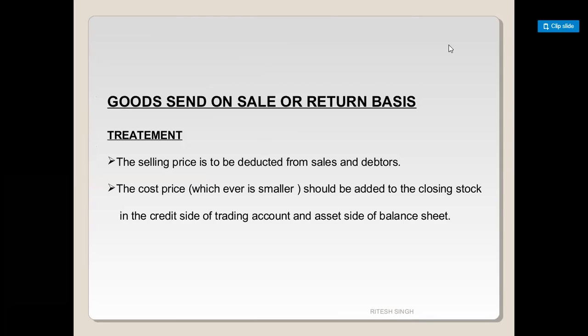Sale or return basis is an arrangement given to the customer that if the retailer is able to sell the goods, he will sell, and if the sale does not happen, those goods will be returned back to the businessman. Here, the selling price is to be deducted from the sales and debtors, and the cost price should be added to the closing stock. This is a very rare adjustment, in which this type of sale or return basis happens.